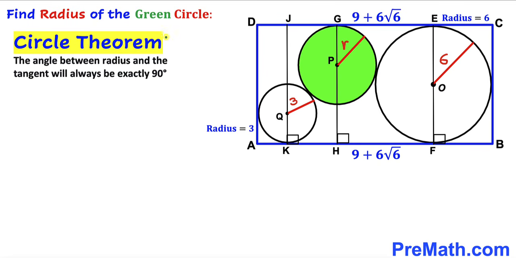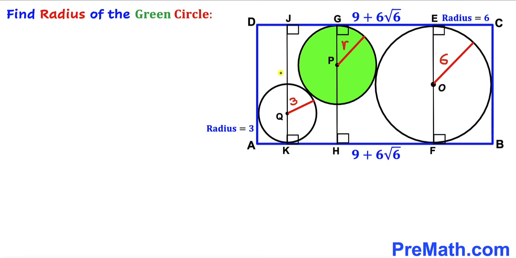And now let's recall the circle theorem. According to this theorem, the angle between the radius and the tangent line will always be 90 degrees. So no wonder all these angles are going to be 90 degrees each, since these are our radii and these are our tangent lines. And since we are dealing with this blue rectangle ABCD, these angles are going to be 90 degrees as well.